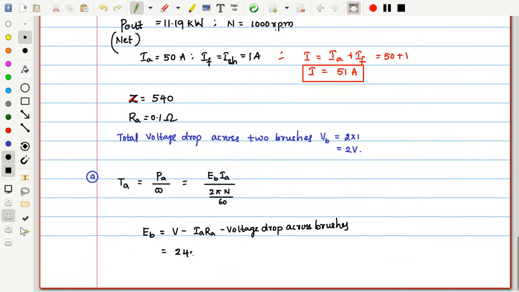So EB is 240 minus IA, given as 50, into RA, given as 0.1, minus the voltage drop across the brushes. For 2 brushes it is 2 volts, so minus 2. So this gives the voltage left out in the armature, what we call back EMF, which is equal to 233 volts. You will get this as 233.